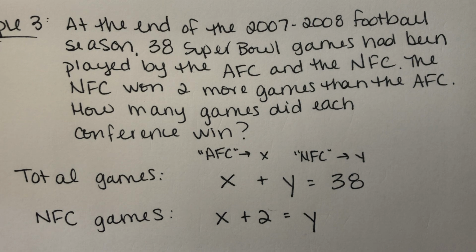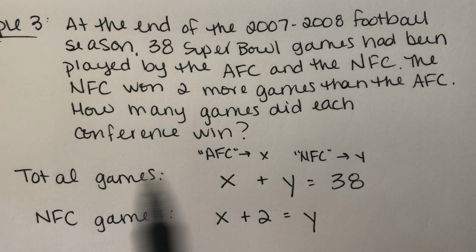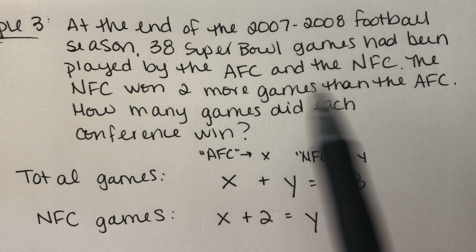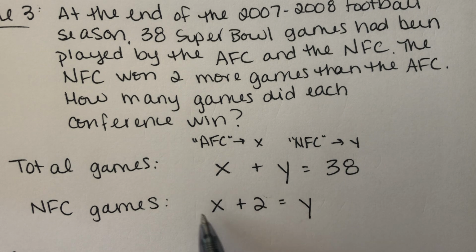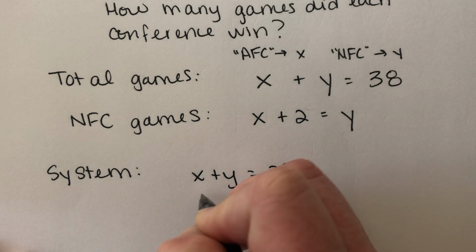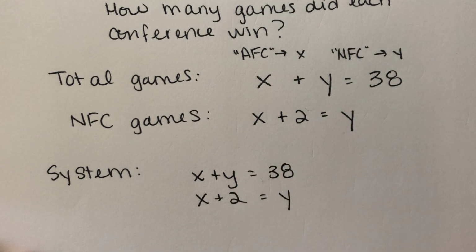These are our two equations. In a system, you need two equations. So first of all, just like in the mixture problem, total number of gallons or total number of liquid, right? Total number of games. That's our first equation. And then we use the second part. Normally it's been asking us about acidity or saline mixtures. In this case, it's just how many games a certain conference won. So the NFC won 2 more games than the AFC. If the AFC won X, add 2 to that, and that's how many the NFC won. Okay, so here's our two equations. When we write our system, we're going to write X plus Y equals 38, and X plus 2 equals Y. Okay, here's our system.